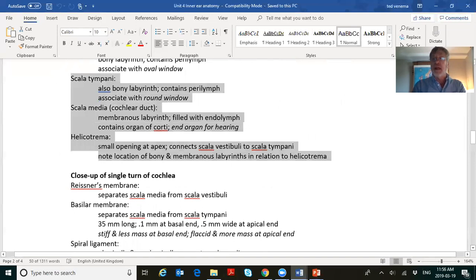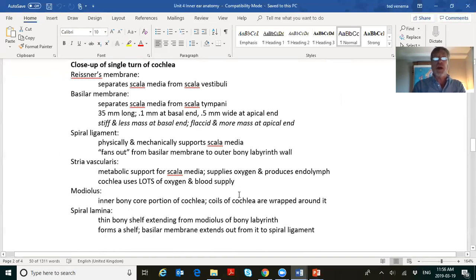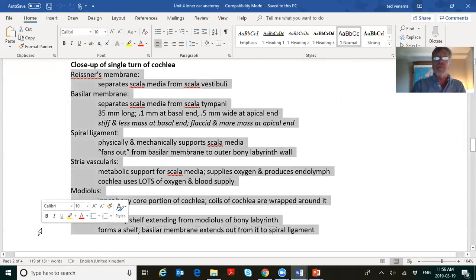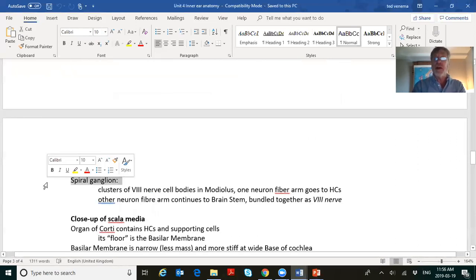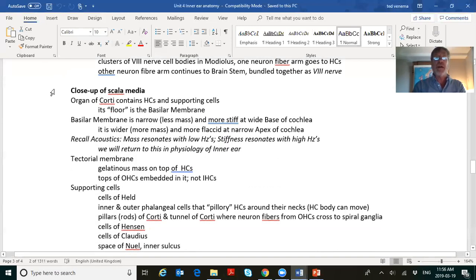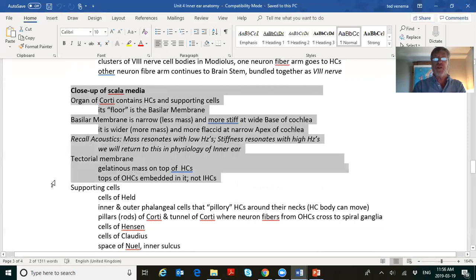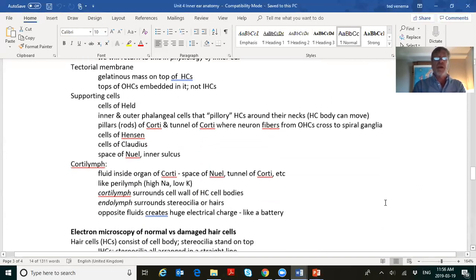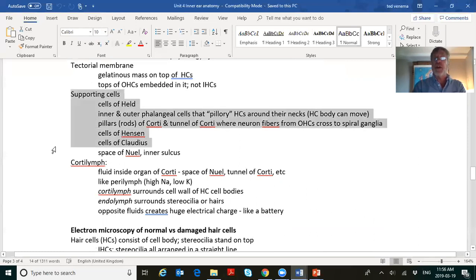Okay, and then we have a close-up single turn of a cochlea: Reissner's membrane, basilar membrane, spiral ligament, stria vascularis, modiolus, spiral lamina, spiral ganglia, and then we talk about a close-up section of the scala media and all these little pieces and parts, tectorial membrane. Remember that the basilar membrane is narrower at the wide base of the cochlea, goes backwards to what you think. Don't worry about the names of supporting cells, but do know what endolymph is.